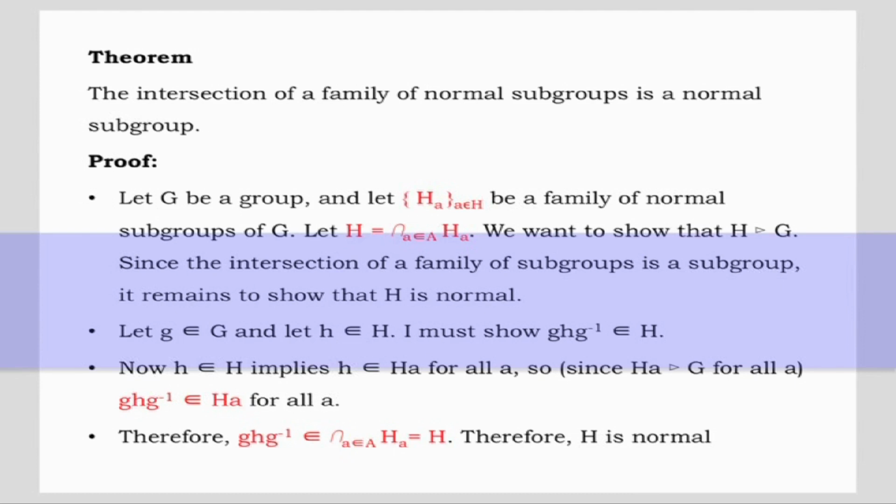Let g belong to G and let h belong to H. I must now show that ghg inverse belongs to H. Now, h belongs to H implies h belongs to H_A for all A. So, since H_A is a normal subgroup of G for all A, ghg inverse belongs to H_A for all A. Therefore, ghg inverse belongs to the intersection of all H_A, which is equal to H. Therefore, H is a normal subgroup.